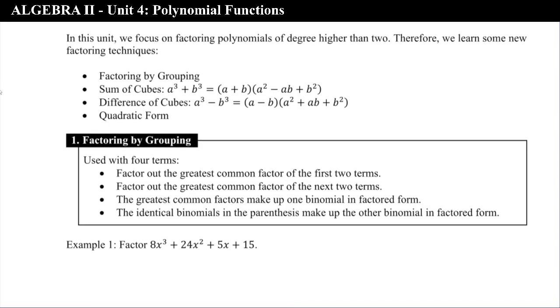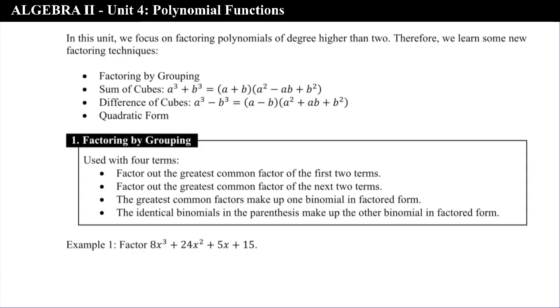So we're going to focus on 4 new techniques. Factoring by grouping, which really is not that new of a technique. It's something that we've already used within the context of factoring a trinomial with a leading coefficient greater than 1. So we'll briefly hit that. Then we've got the sum of cubes and the difference of cubes, which are formulas that you're just going to have to remember, okay? And then we also have solving by quadratic form, factoring by using quadratic form.